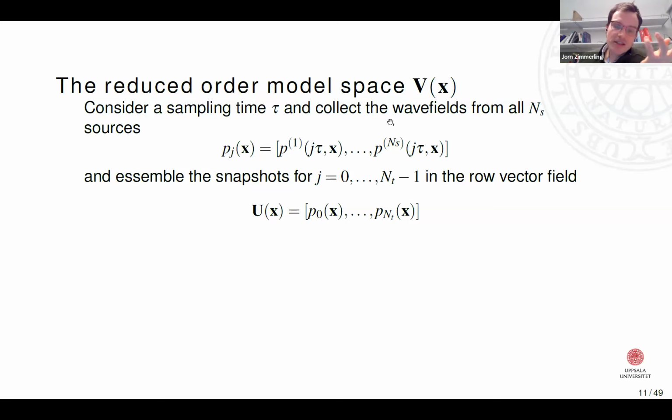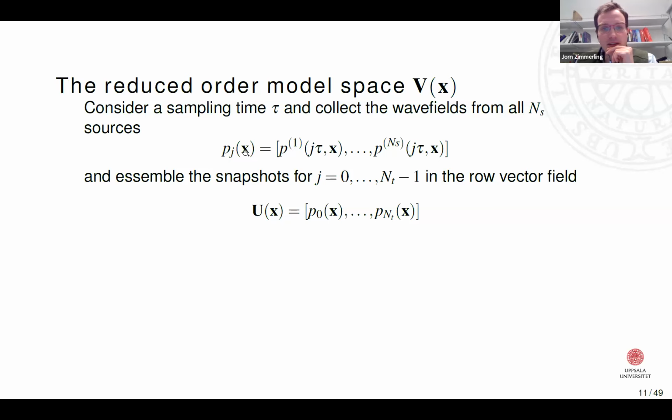Because we have multiple sources and receivers, let's introduce some notation. So let's consider the pressure wave everywhere in our domain, and we sample it at integer times tau. And then we collect all the wave fields from all the n sub s sources into one row vector, such that we get rid of the subscript of the sources. Then P sub j would just be the jth time step, the jth snapshot. If you freeze time at j, that's what you would see from all these sources.